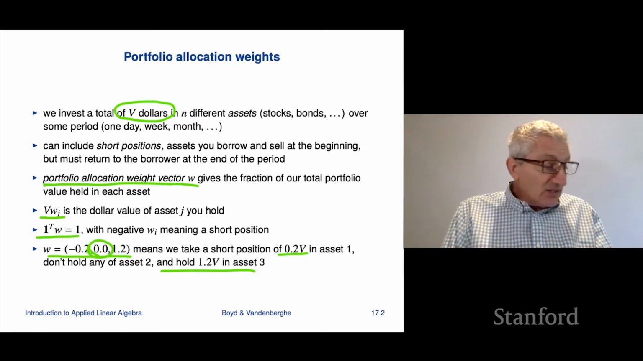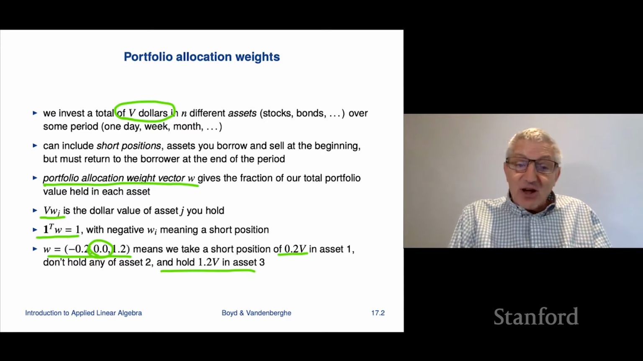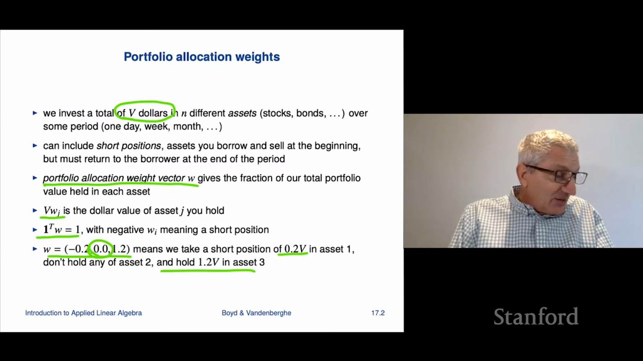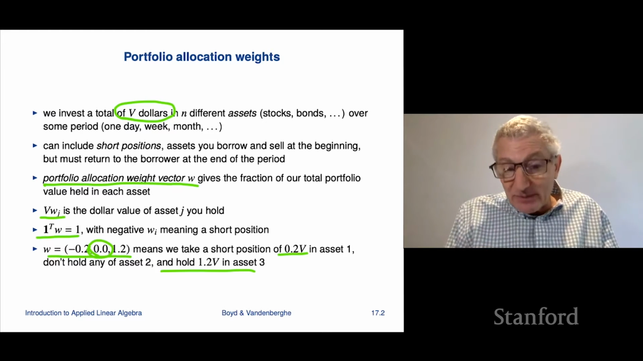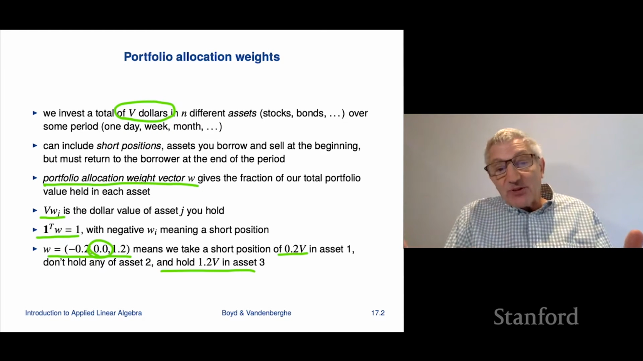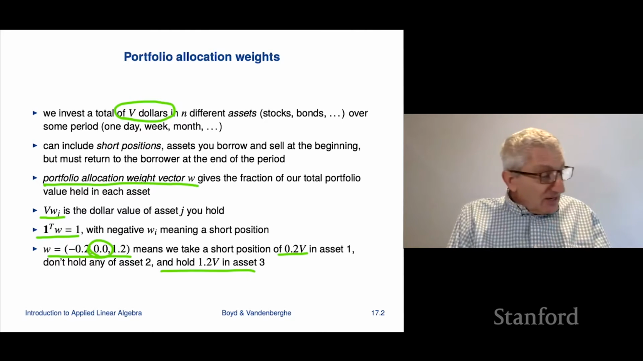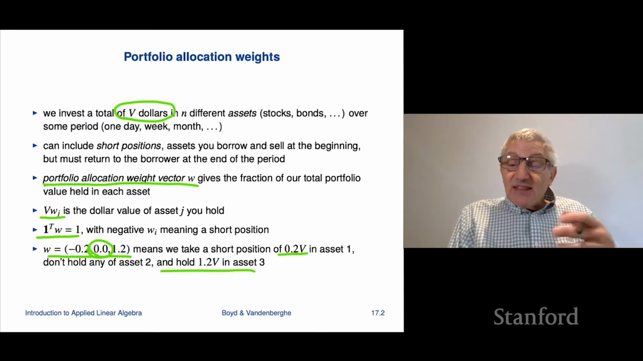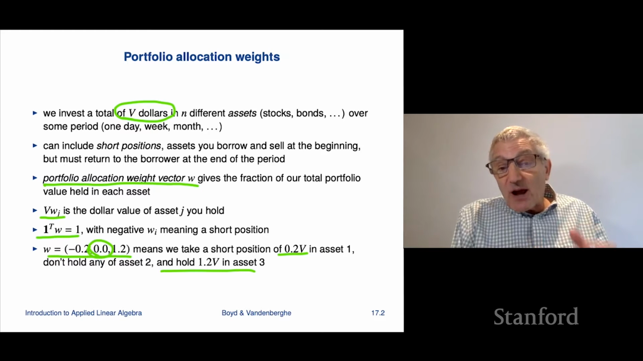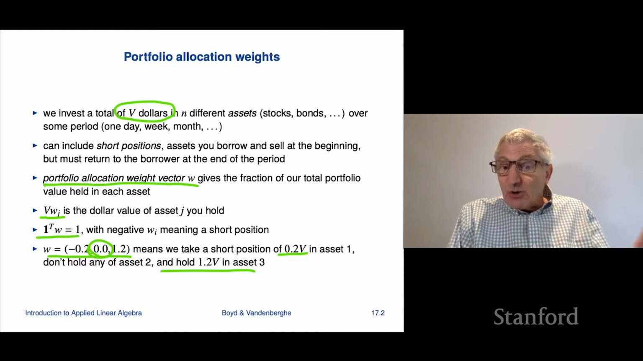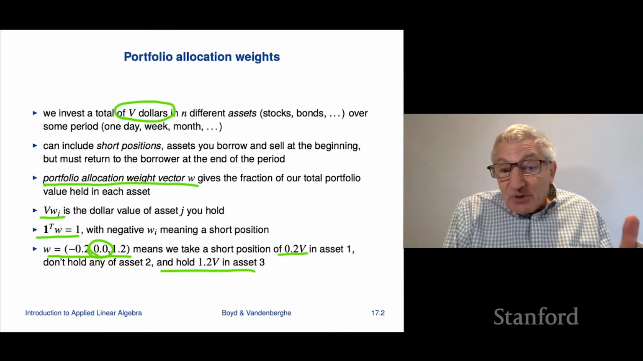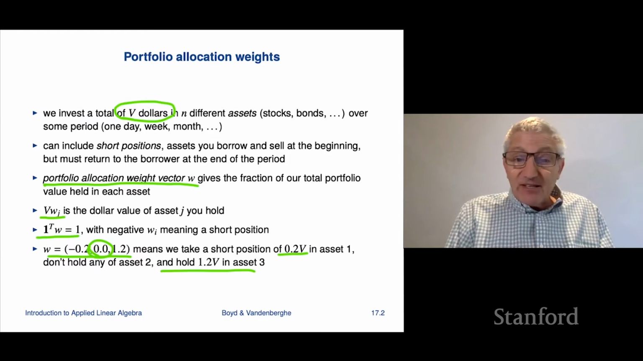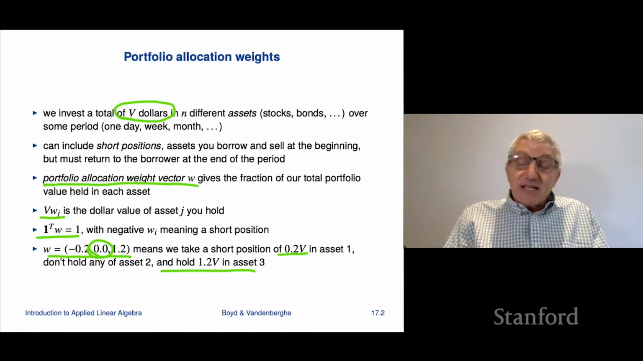Now, obviously, you would only have a portfolio like that if you thought, for some reason, the first asset was going to go down in value and the third asset was going to go up. The reason is pretty simple: if the first asset goes down in value, then later when I make good on my obligation to return the short position, or close out the short position, as people would say, it's cheaper for me. So I've made money on that. And if the third asset goes up, then when I sell it, I'm going to do well. So anyway, that's the basic idea.